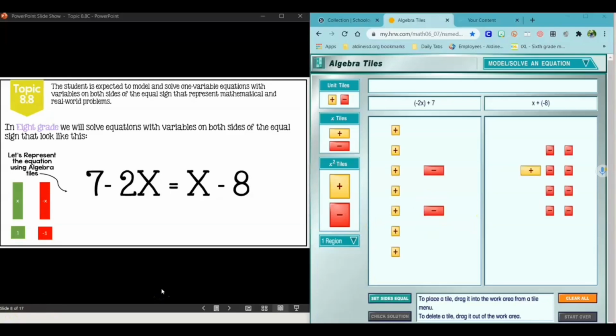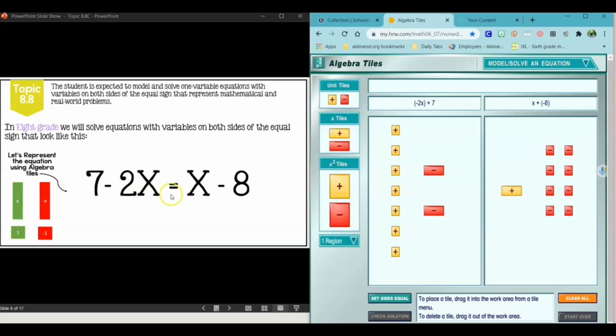All right, guys, so I got my board set up with the tiles. Again, I have 7 minus 2x, and since this is a minus 2x, I represented that with the -2 tiles, 2 x's, and then I have x minus 8 on this side. Again, I have my positive x, and with this minus 8, I represented that with -8 tiles. So first off, when there's equations on both sides, we want to focus on the coefficients of the x. So I have a positive x on the right, but I have -2x here.